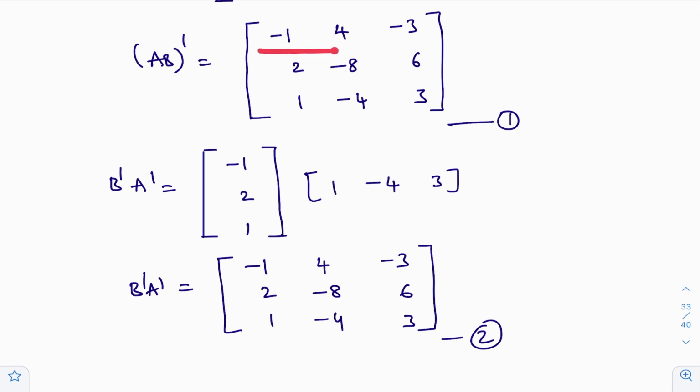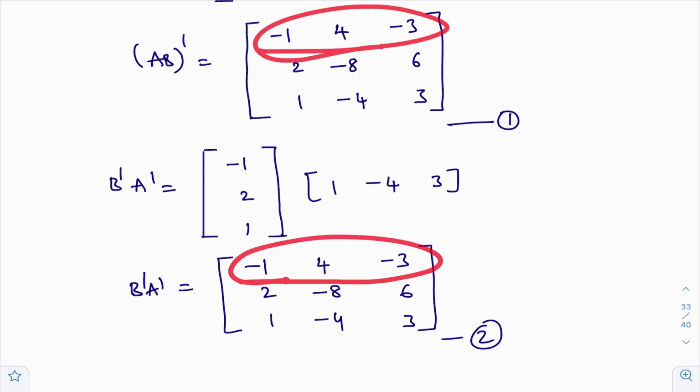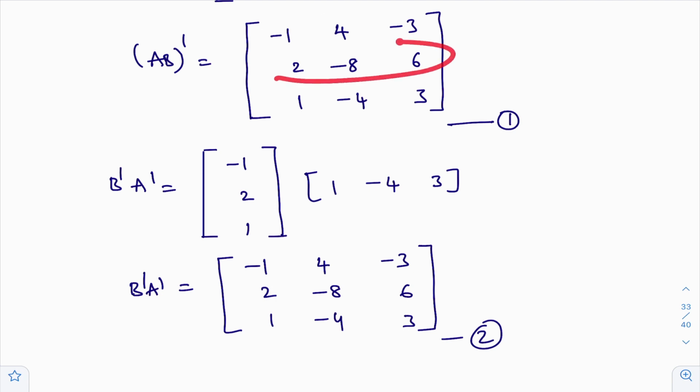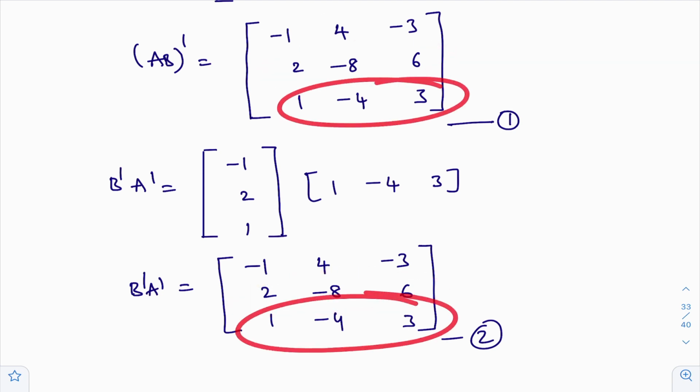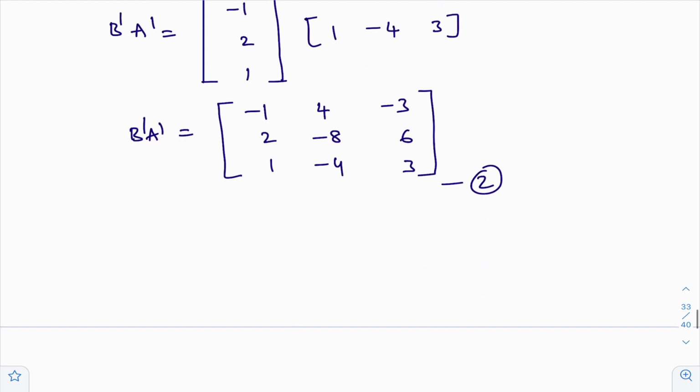You observe equation 1. In equation 1, minus 1, 4, minus 3 is there, right? Equation 1 as well as equation 2: 2, minus 8, 6; 1, minus 4, 3. So from 1 and 2, what can we say? We can say that (AB) transpose equals B transpose into A transpose.